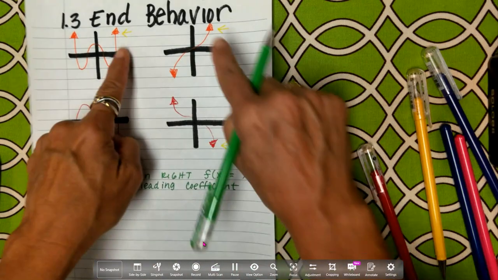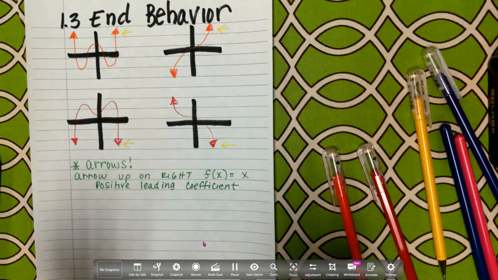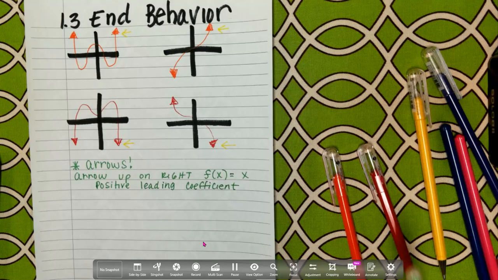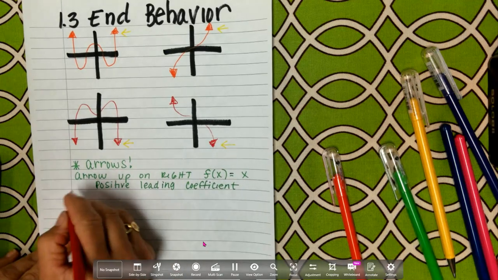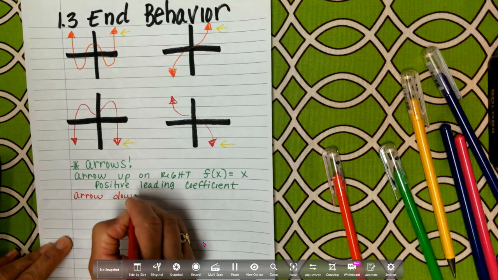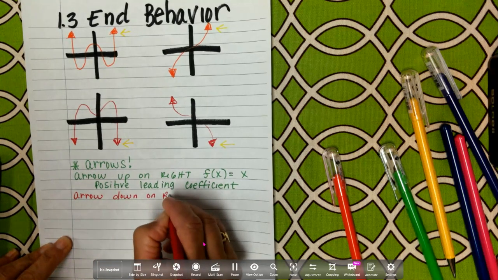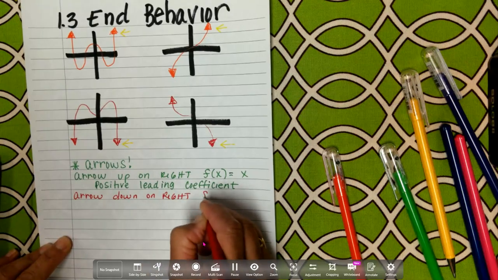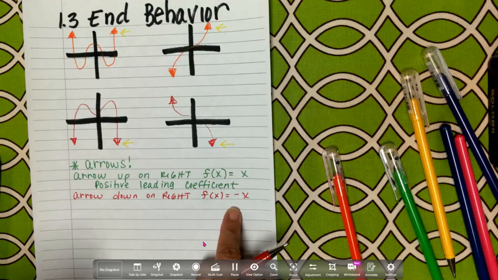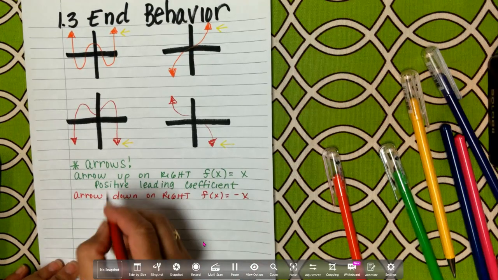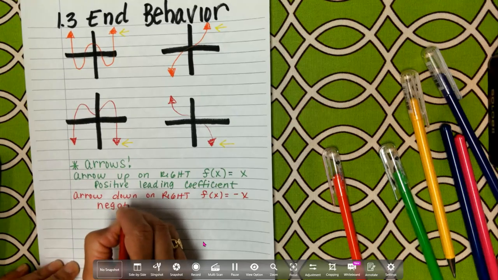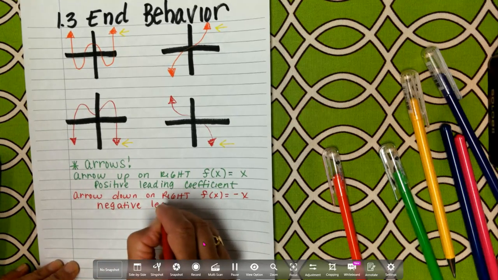Same for this. They are both positive for sure because I have an arrow up on the right side of my picture. Now, if I have an arrow down on the right, still analyzing on the right, then I know the function is starting with a negative. So it has a negative leading coefficient.